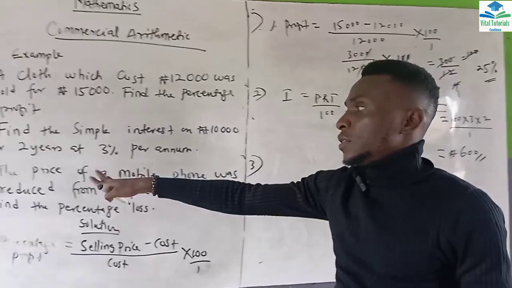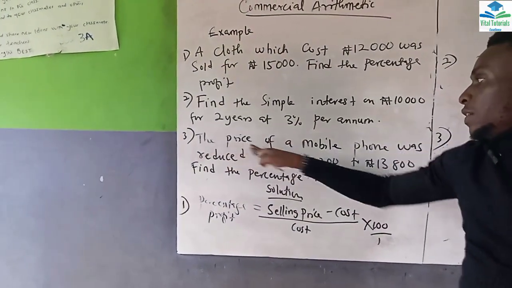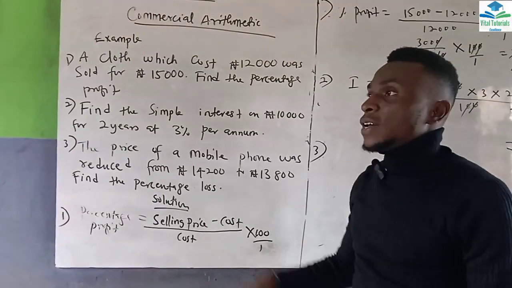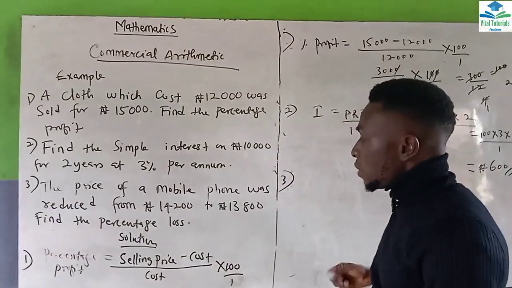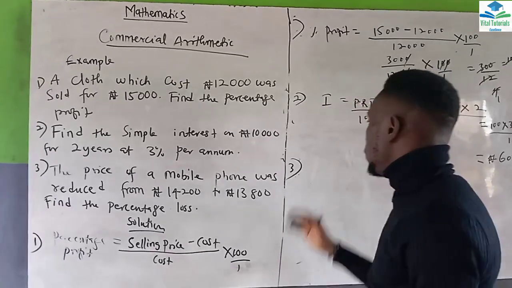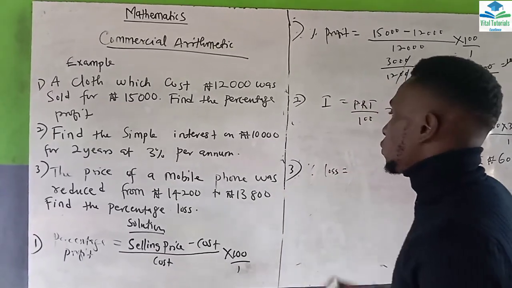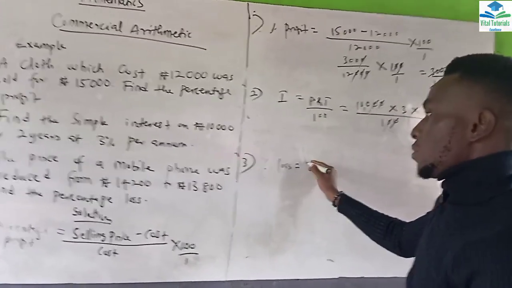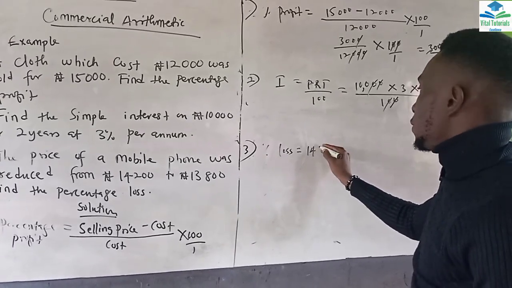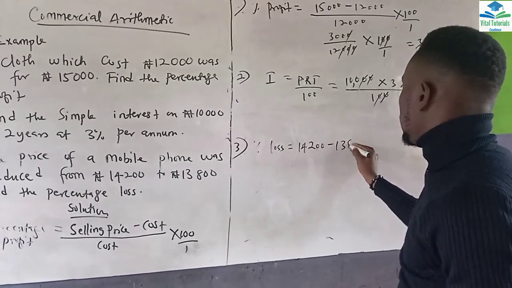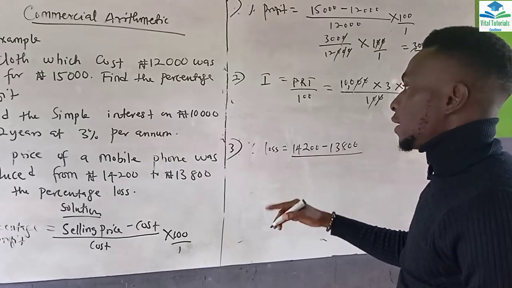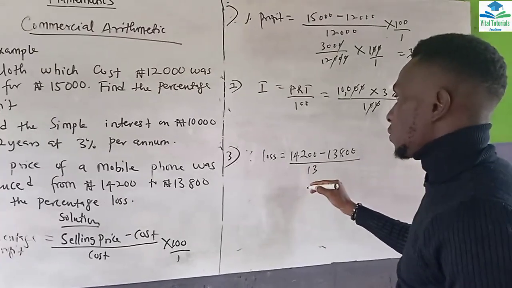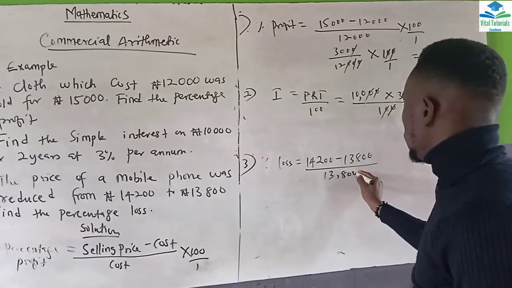Now, do this. This one is that the price of a mobile phone was reduced from 14,200 to 13,800. Find the percentage loss. Now, what I'm going to do, percentage loss equals the loss over what it initially was. The loss you have was 14,200 minus 13,800, all over what it initially was, 14,200.